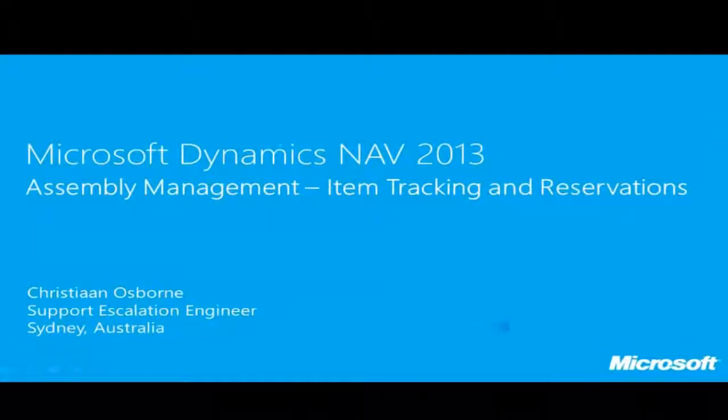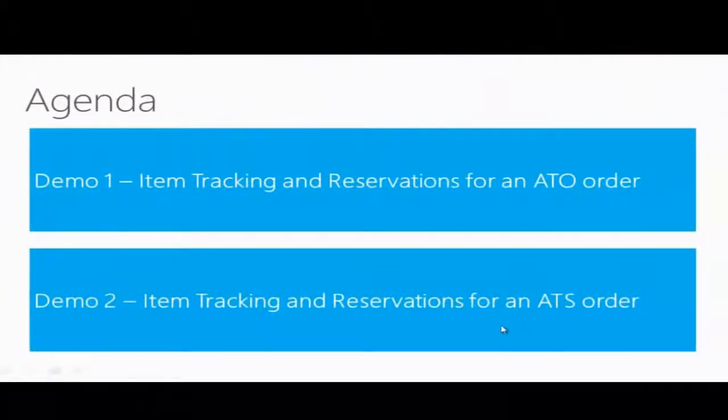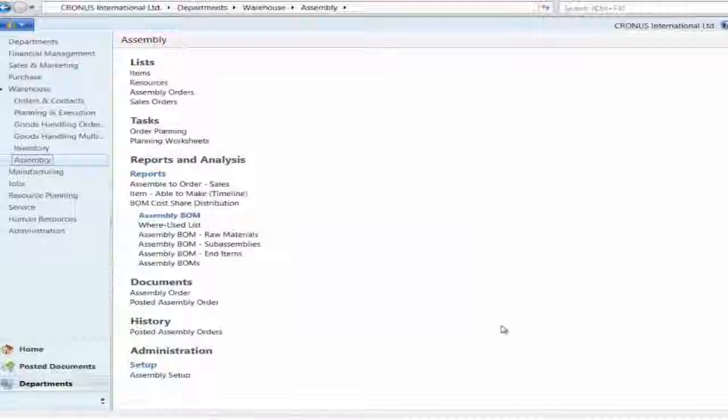So now just moving to the next slide, which covers the agenda. The demo script consists of two parts. The first part will cover item tracking and reservations for an item set as assembly to order. The second part will cover the same two features, but in the use of assembly to stock. Okay, so now I'm going to move to NAV 2013 RTM version.